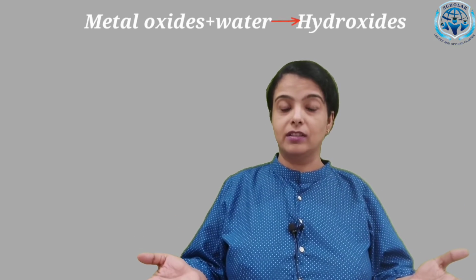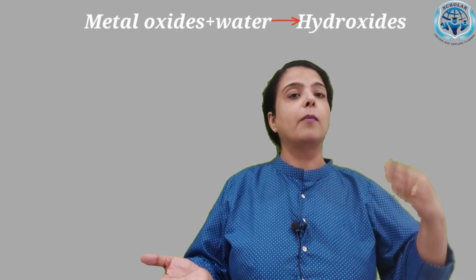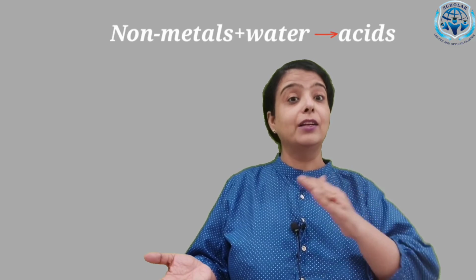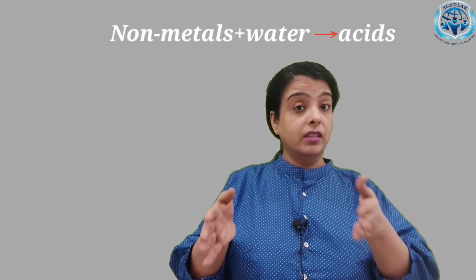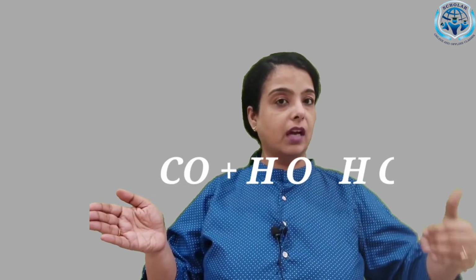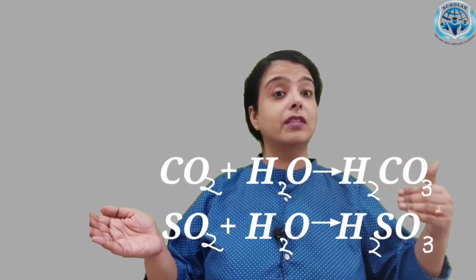When these oxides react with water to form hydroxides, they are called basic in nature, like metal oxides. While when these oxides react with water to form acids, they are called acidic in nature, like non-metallic oxides. The examples are sulfur dioxide and carbon dioxide. When carbon dioxide reacts with water, it forms carbonic acid. When sulfur dioxide reacts with water, it forms sulfurous acid.